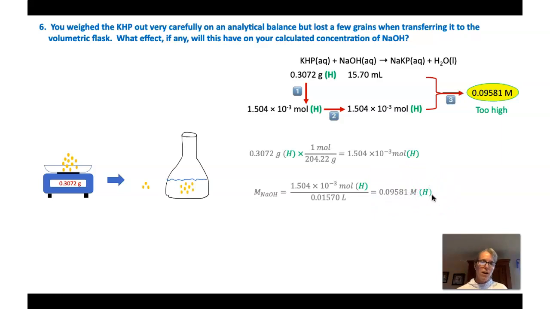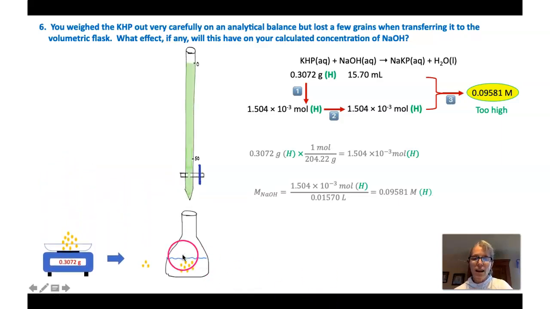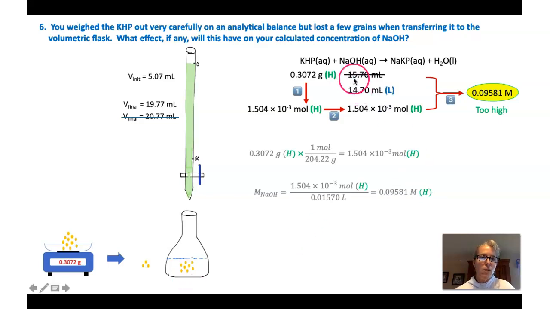Now that's one way to think about it. Another way you might think about it is this. Since we have less KHP in the flask, that means the volume that we need changes. What we should have done, if we had all of it in, we would have drained it down to 20.7. But since there's less KHP here, we don't need to drain it quite as far. Let's say we drop it to 19.77. So let's think of it this way. That means that the volume we use is 14.7. Well, that's too low. We really should be using 15.7 in our calculations.